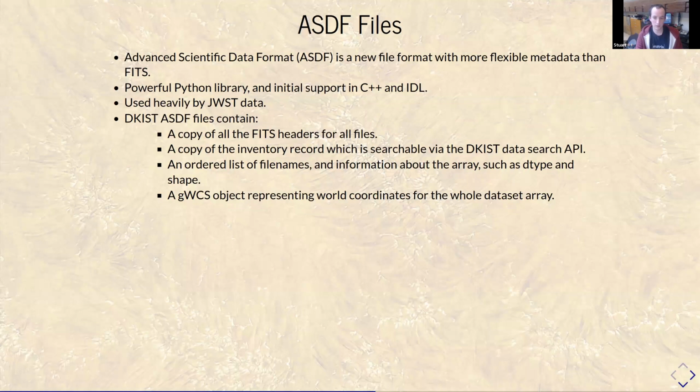There's a block in the ASDF file which tells you how to reconstruct the multi-dimensional array from the set of FITS files. So that's like an ordered list of file names, and then information such as dtype and shape, everything you need to set up the array without actually loading any of the data. And then there's also a GWCS object, which has a coordinate representation for that whole reconstructed multi-dimensional array.